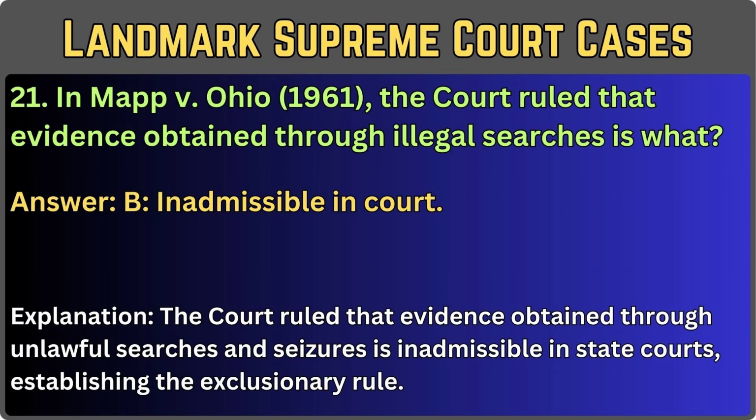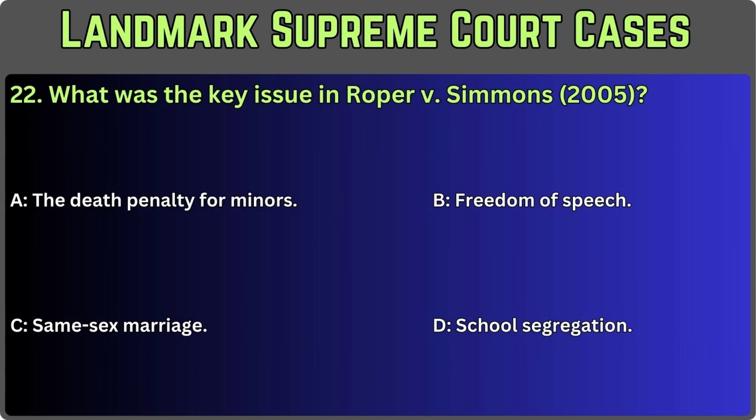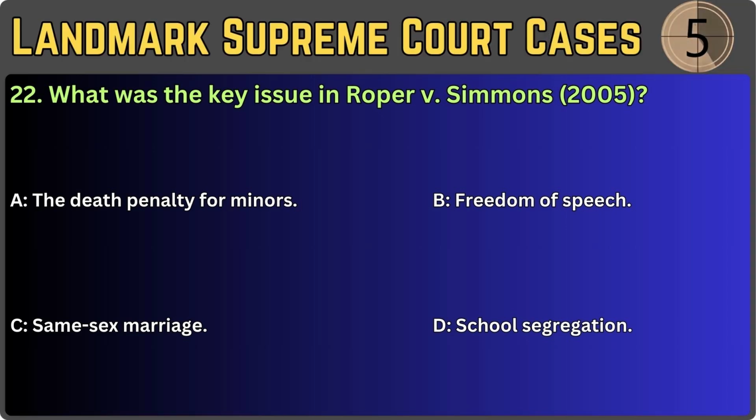Answer: B. Inadmissible in court. Explanation: the court ruled that evidence obtained through unlawful searches and seizures is inadmissible in state courts, establishing the exclusionary rule. 22. What was the key issue in Roper v. Simmons, 2005? A. The death penalty for minors. B. Freedom of speech. C. Same-sex marriage. D. School segregation.